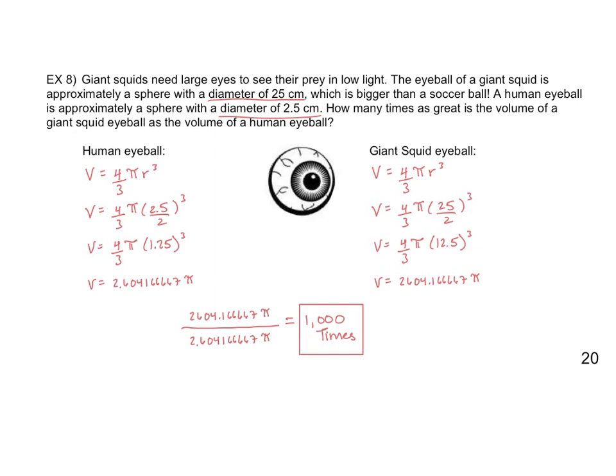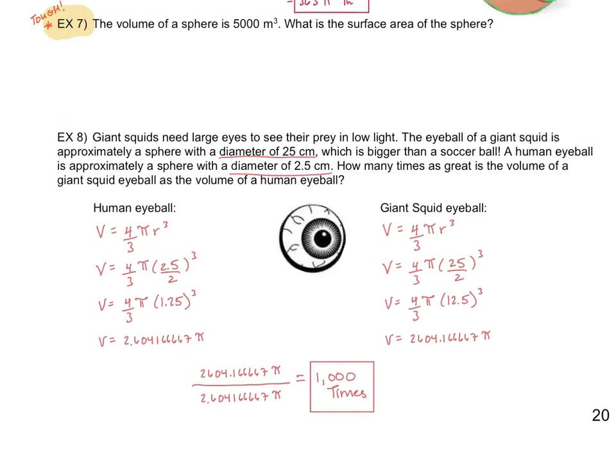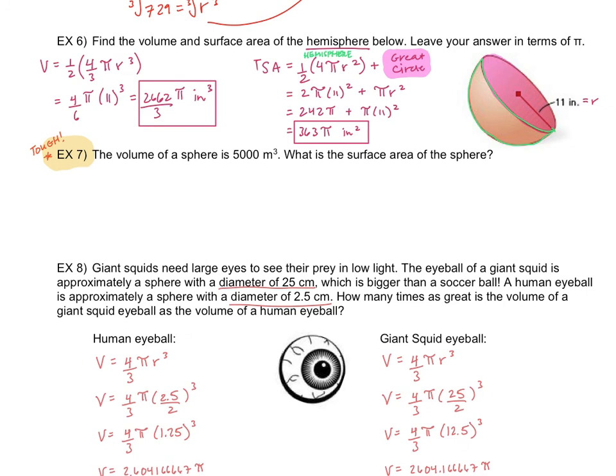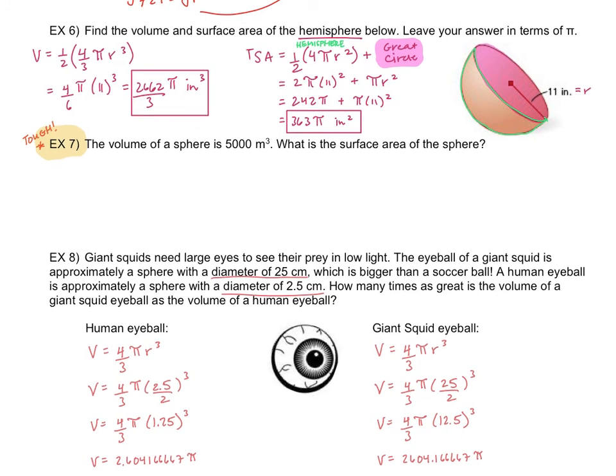All right, you ready for our tough problem? Our number 7. Yeah, I am ready for it too. It's the last one that we're going to end on for this packet. So let's get excited. Let's read the problem. It says the volume of a sphere is 5,000 meters cubed. What is the surface area of the sphere?